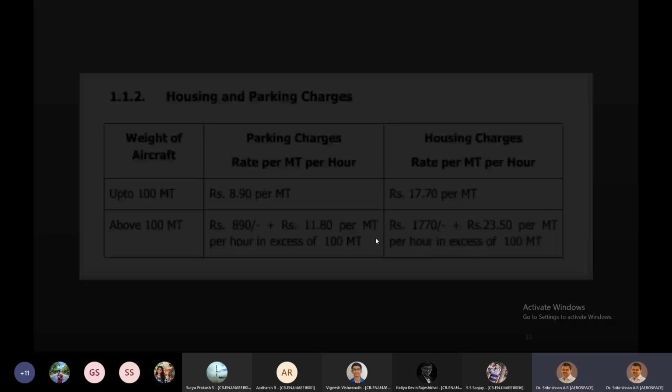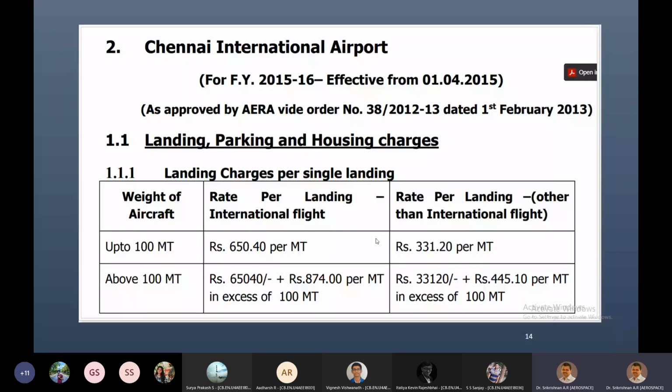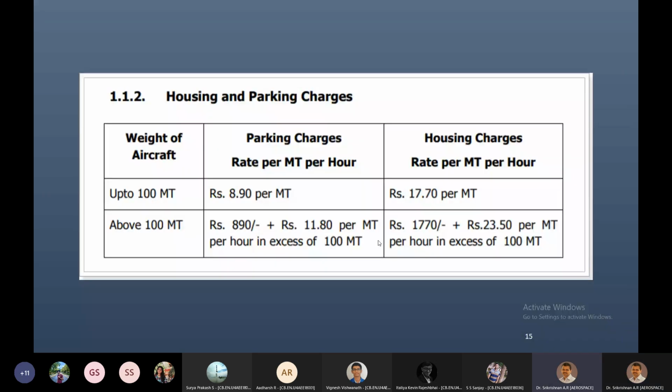That was about landing charges. We also have an example of numbers for the same airport, Chennai International Airport, the housing and parking charges for airline companies. Again, up to 100 metric ton, and above 100 metric ton. Up to 100 metric ton, it's rupees 8.9 per hour. The parking charges are obviously a function of time. So 8.9 per MT for smaller aircraft, and 17.7 per metric ton per hour for larger, for domestic aircraft.